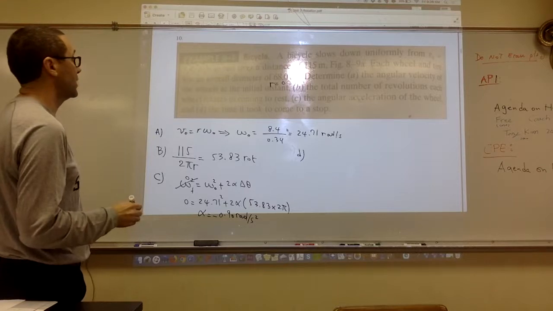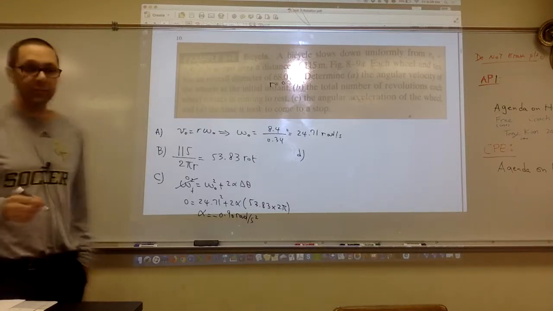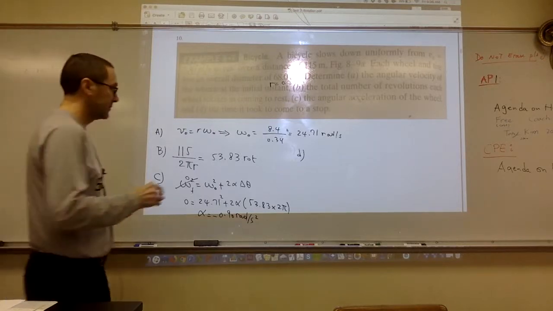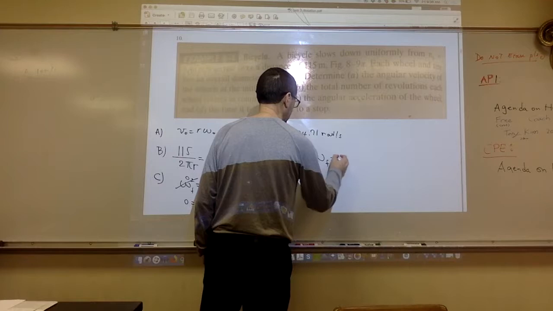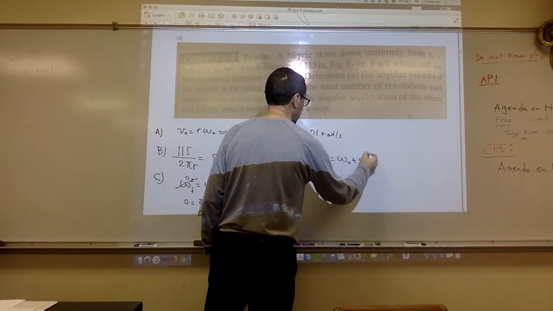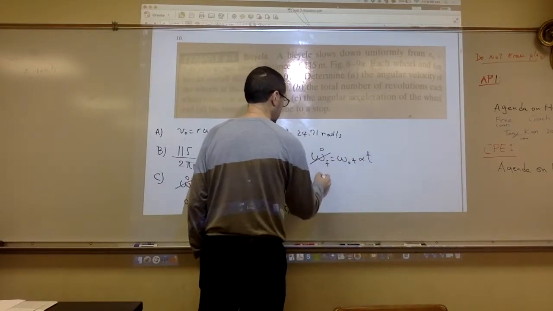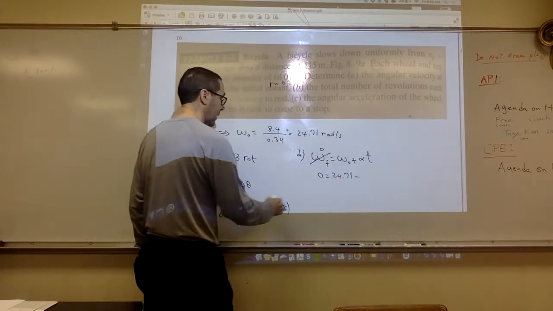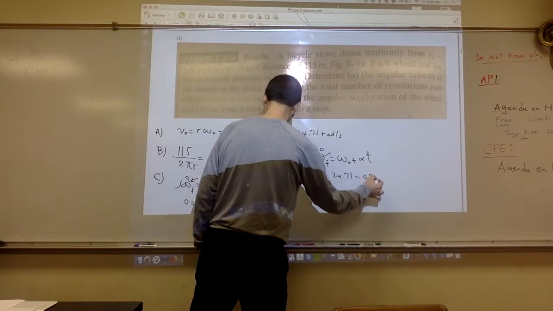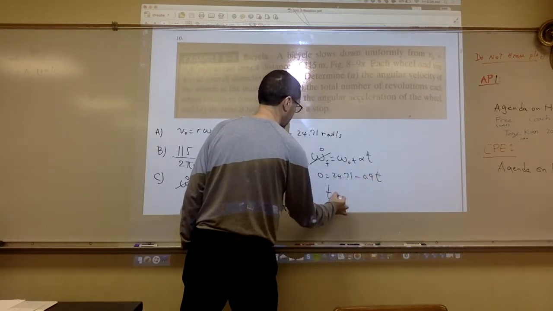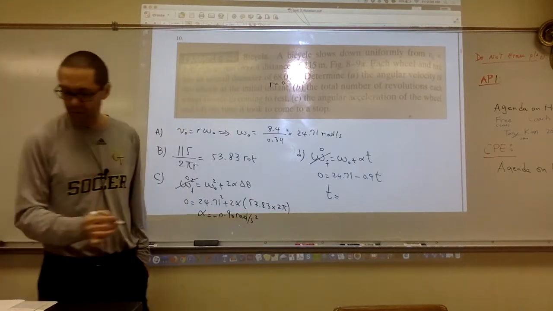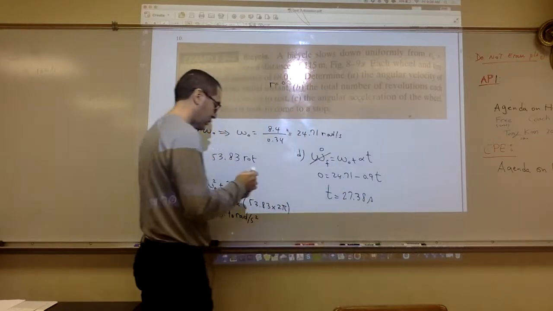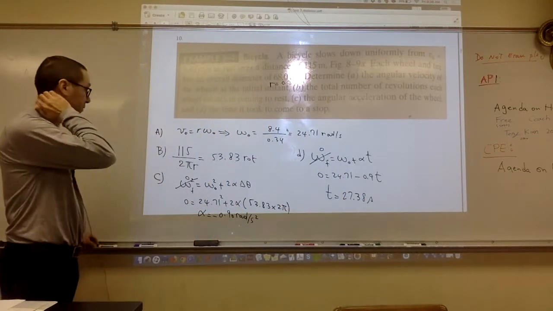Now let's look at part D. The time it took to come to a stop. Okay. So I think we just have to do omega final equals omega initial plus alpha times t. This is 0. This is 24.71. We already found the alpha, 0.9, and the time is what we're looking for. So we should get a time of 27.38 seconds. There are other ways you can do this. So if you come up with a different way, that's fine.